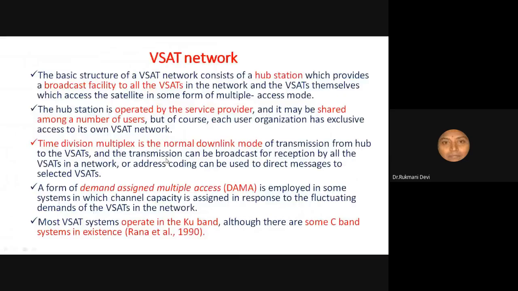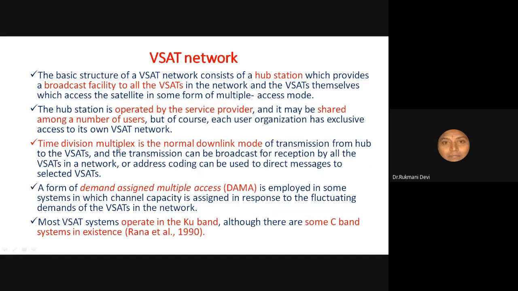VSAT network. The basic structure of a VSAT network consists of a hub station which provides a broadcast facility to all the VSATs in the network, and the VSATs themselves which access the satellite in some form of multiple access mode. So that is very important. The hub station is operated by the service provider and it may be shared among a number of users. But of course, each user organization has exclusive access to its own VSAT network.